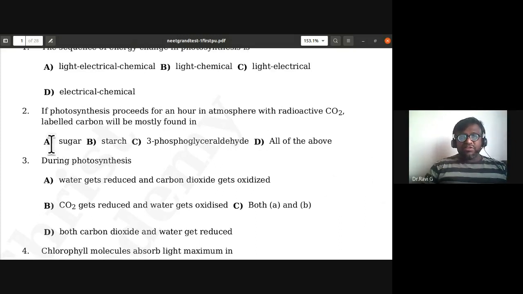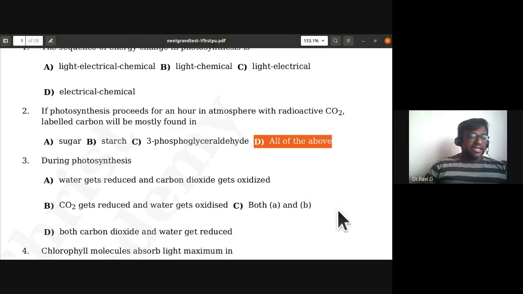So during this process of Calvin cycle, there is formation of sugar, starch. Then there is also, at the initial level itself, formation of phosphoglyceraldehyde. So the answer for this is all of the above is the correct answer. Okay.